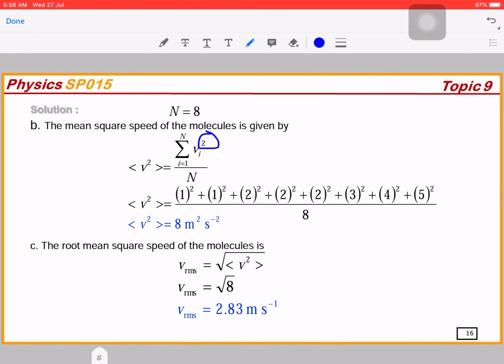And lastly, they want you to find the root mean square speed of the molecules. So all you have to do is take the square root. So you have the square root of 8, and you get 2.83 meters per second.